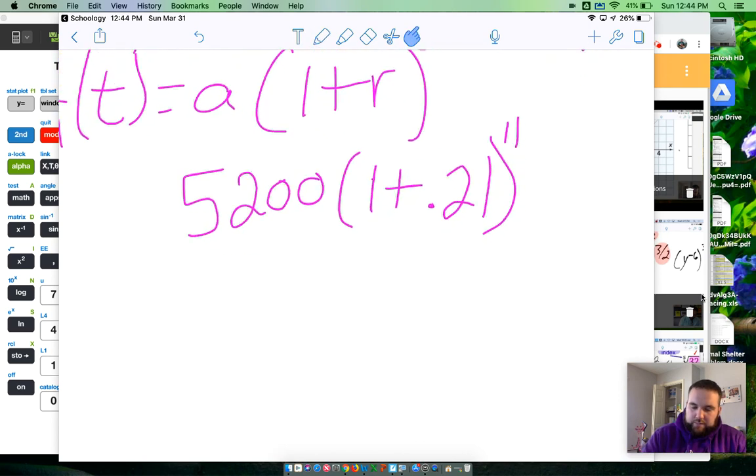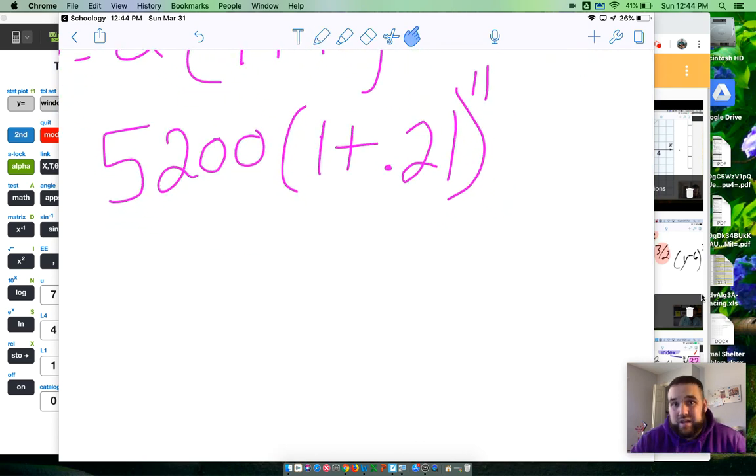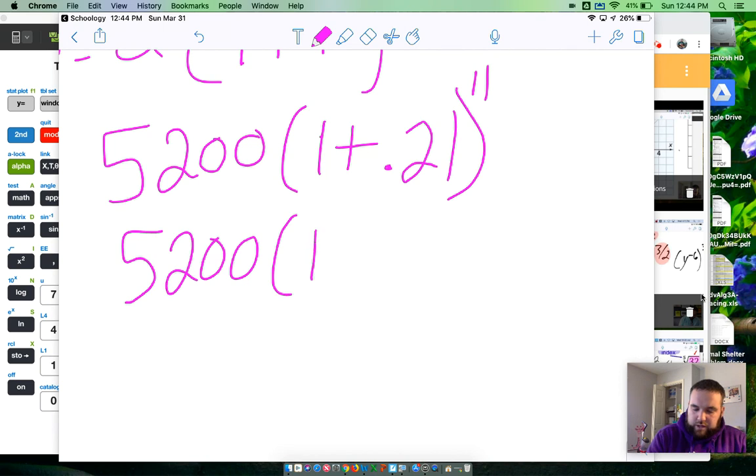Okay. And then at this point, I'm ready to type in the calculator and figure out the future value. The only thing I am going to do is take 5,200 and kind of clean up the inside here. I like to write it as 1.21 because that way I know what the growth factor is. Like very specifically, if you're asked what is the growth factor in this problem, you don't want to say 0.21. Instead of saying 1 plus 0.21, we can just shorten it and say 1.21.